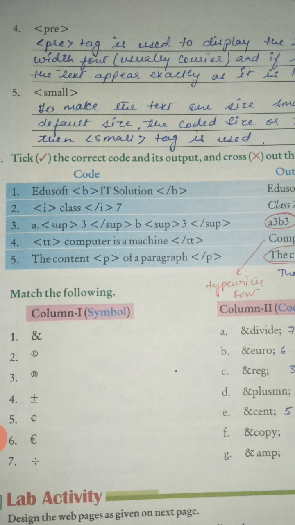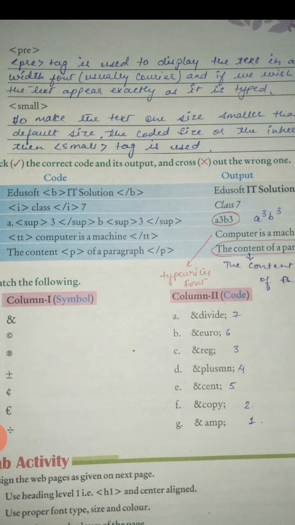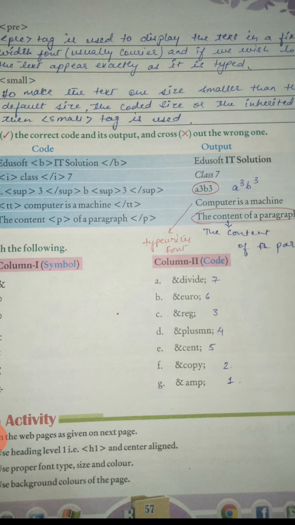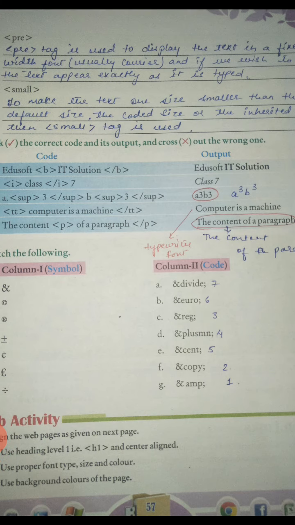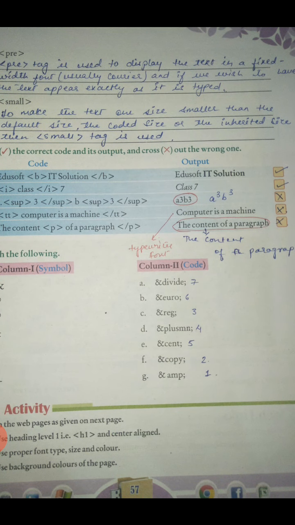EduSoft, B tag, IT solution, B tag close. We all know that whatever content is written within the B tag will be in bold font, and outside of that bold tag the content will be in normal font. So here the bold tag is used for IT solution, so the IT solution should be displayed in bold form. See the output: EduSoft is written in normal text, but IT solution is written in bold form. So the output generated here is correct. So we'll mark a tick here.